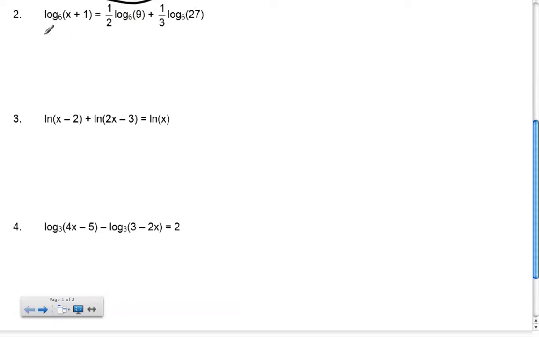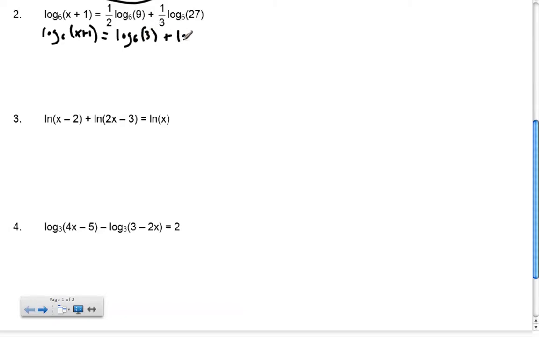So first thing we're going to do is rewrite this by taking these pesky coefficients and making them the exponents of the inside of our log. So we have log base 6 of x plus 1 is equal to log base 6 of, remember, this becomes the exponent, so 9 raised to the 1/2. So what is 9 raised to the 1/2? Or what is the square root of 9? That would give me 3.